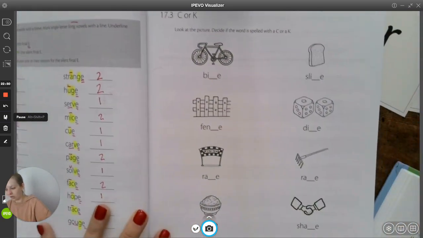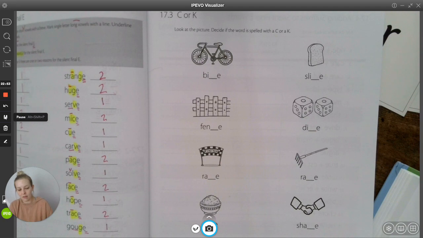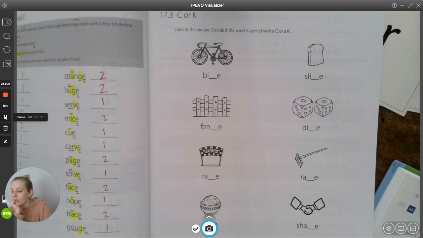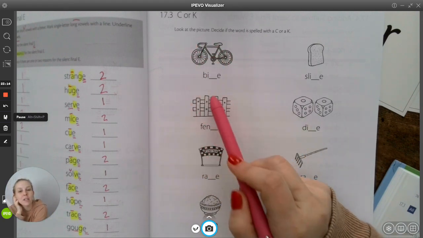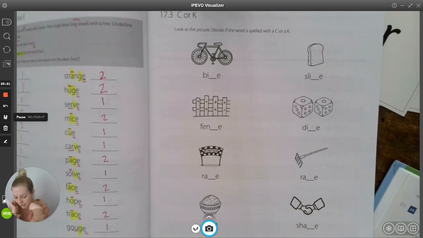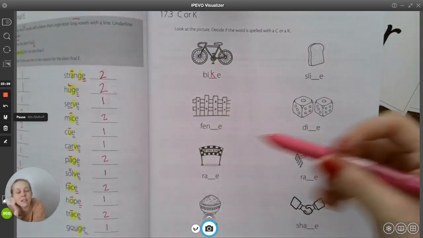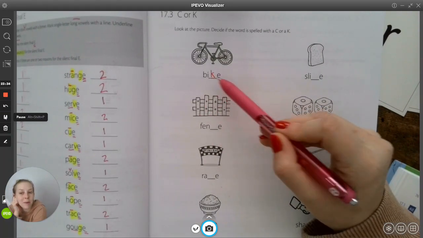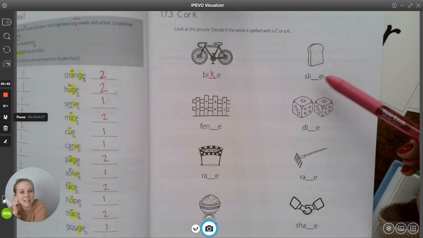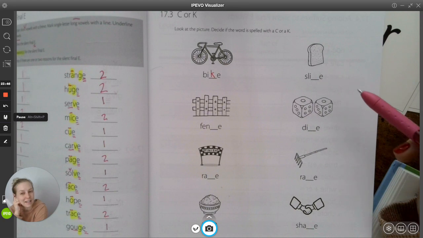We're moving right on over here. So, look at the picture. I want you to decide if the word is spelled with a C or a K. All right? So, first one, it's a picture of a bike. Do we think bike is spelled with a K or with a C? What do you think? I think it's spelled with a K. Otherwise, C would soften to S because it's followed by the E. So it's not a bice, it's a bike, right? Over here, this is a slice. So is that a C or a K? A C. Good job.